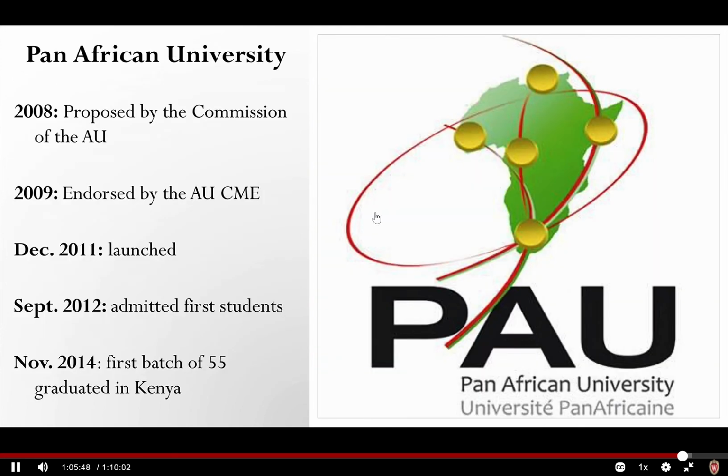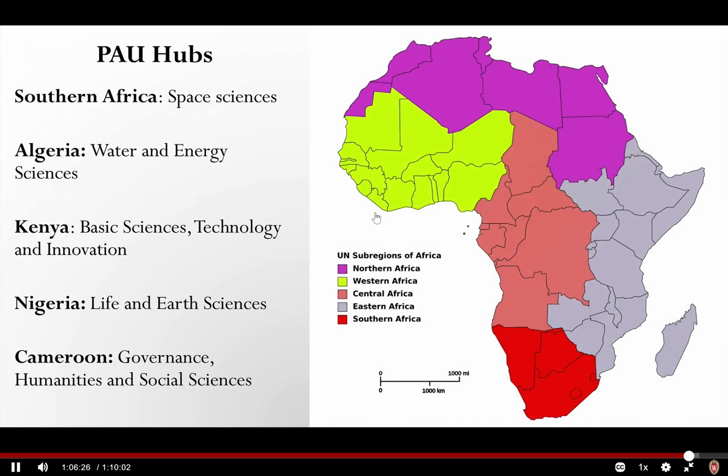Some of the exciting initiatives we see on the continent right now, the Pan-African University is an example. It was proposed in 2008 by the Commission of the African Union. It was endorsed by the Commission in 2009, and it was launched in 2011 and admitted its first students in 2012. By 2014, the first students enrolled through this university, 55, and the first years who graduated in Kenya in 2014. This is exciting because it's not a national university model. It's something conceived as or across the university.